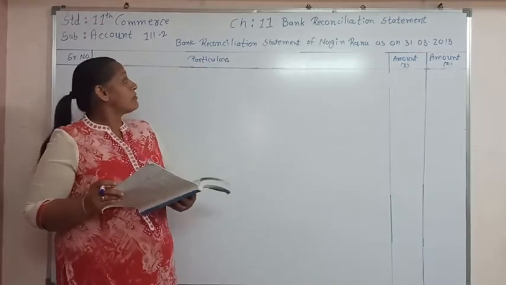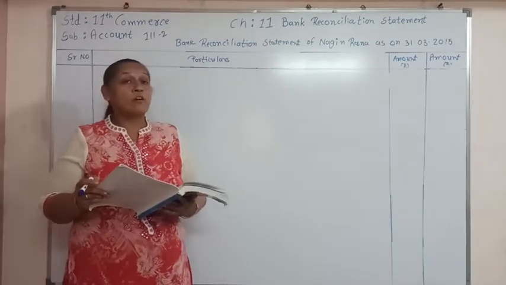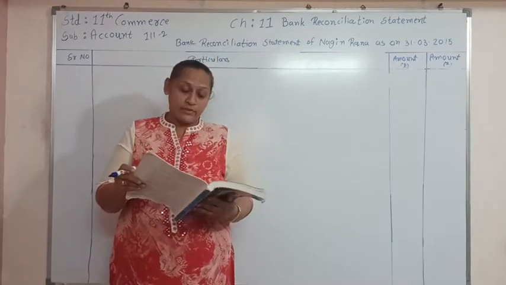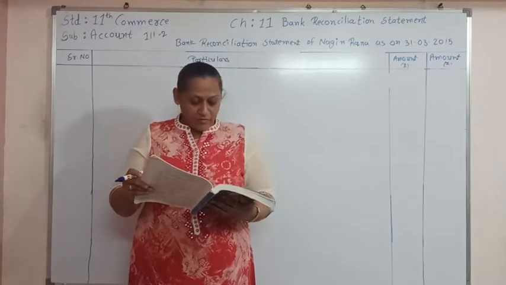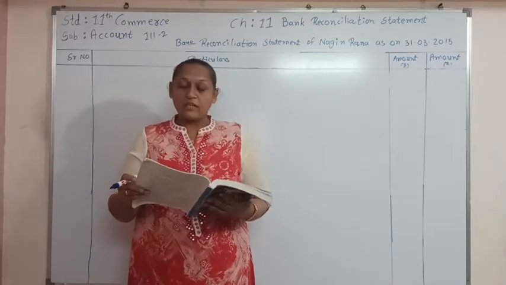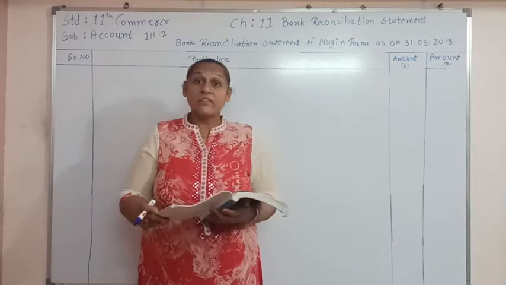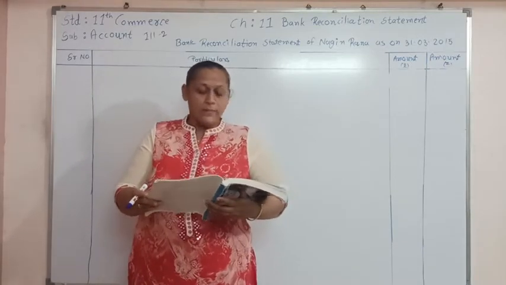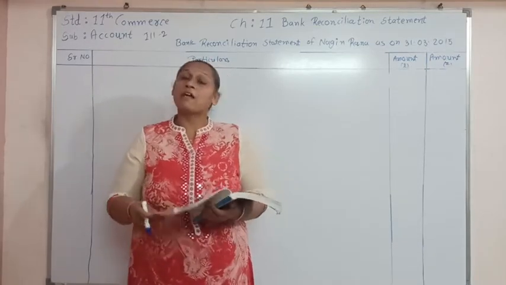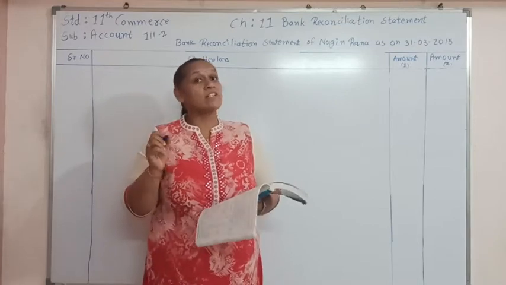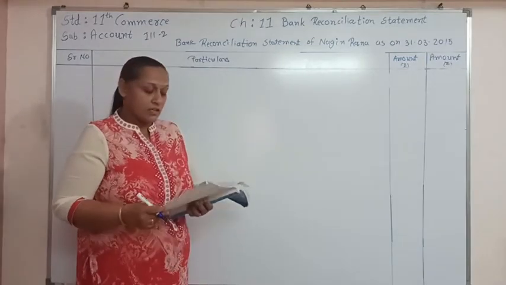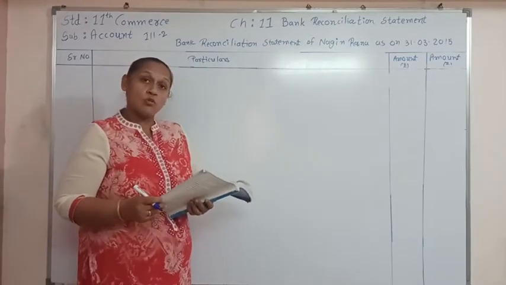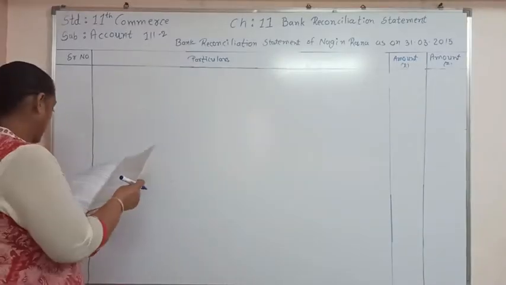Illustration number 2, bank reconciliation statement of Nagin Rana as on 31st March 2015. The bank column of the cash book of Nagin Rana shows a credit balance of 7,500. So here there is a credit balance according to the cash book, that means it is a bank overdraft, so we have to write it with a negative sign. Let's start the sum with the credit balance as per cash book.